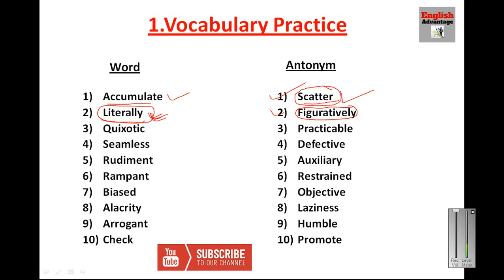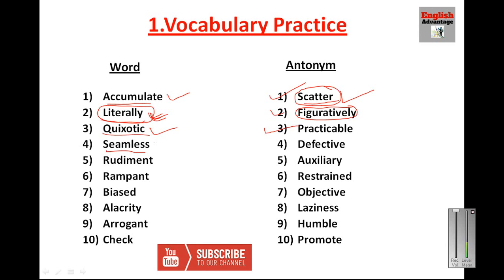Now let us look at the next word, Quixotic. This word Quixotic means impracticable. If you are unrealistic, and if you are idealistic, you are Quixotic. So naturally the antonym of this word will be practicable. This is also a very common word, and it has come in multiple competitive exams. So this is also a very important word, and this will be very useful in Cloze Test also, reading comprehension also, and sentence correction also.